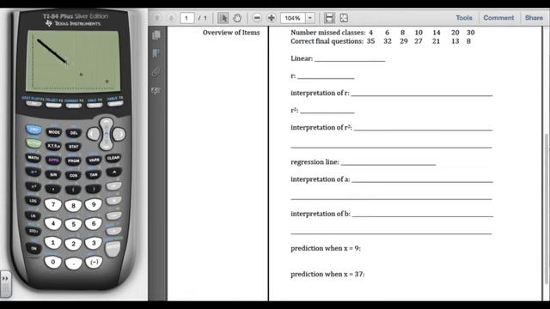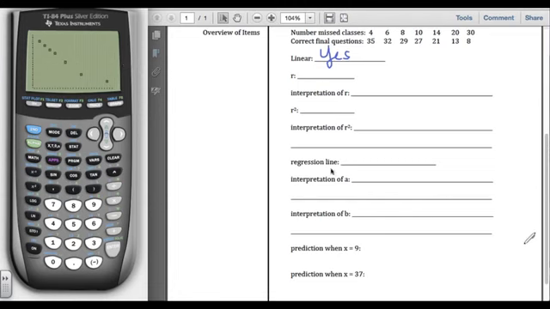So this looks to be fairly linear. It's not a perfect line, but I can sort of see a line going through this data. It's close enough to say, yeah, it's linear. So I'll say yes here. I can find my R on my calculator.